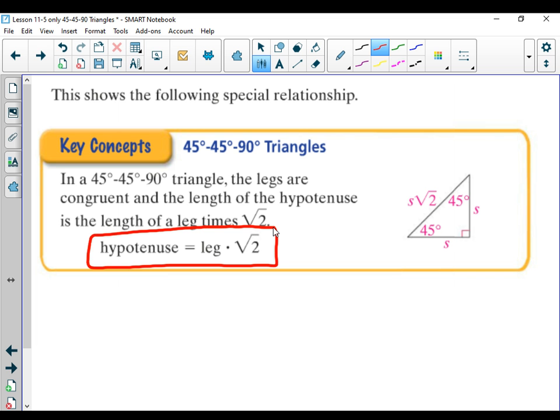I can tell you what happens to a lot of people. The 30-60-90s have a square root of 3. A 45-45-90 has a square root of 2, and people accidentally mix them up. So you just got to be careful that you're using the right rule for the right triangle. Does that make sense?